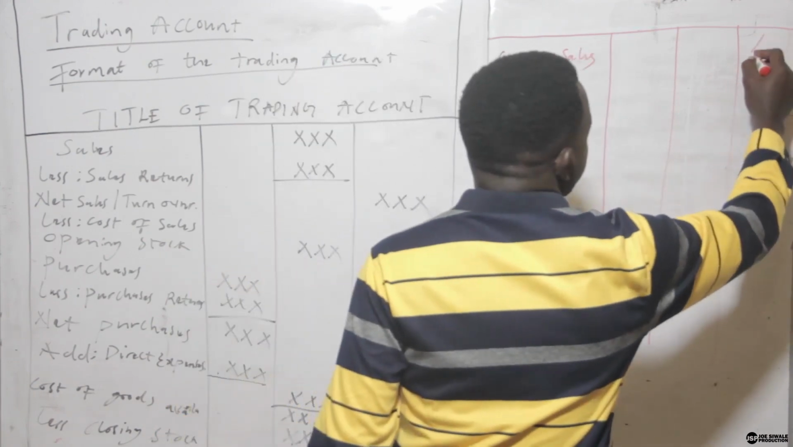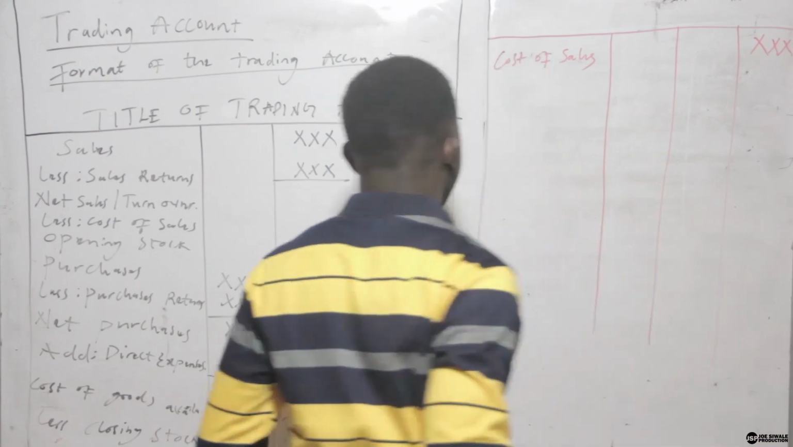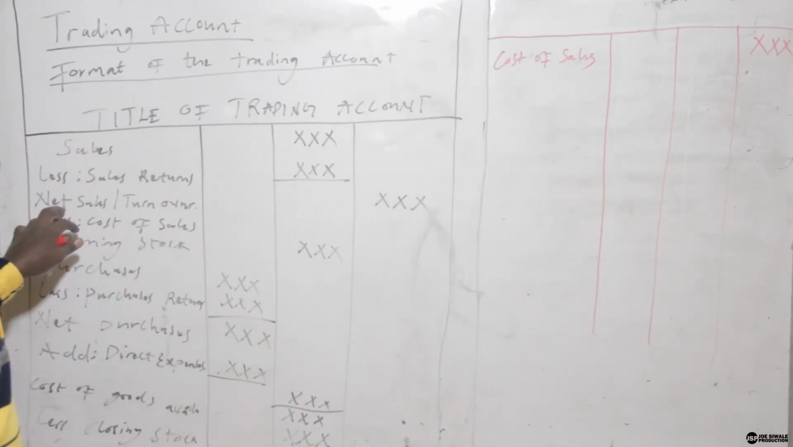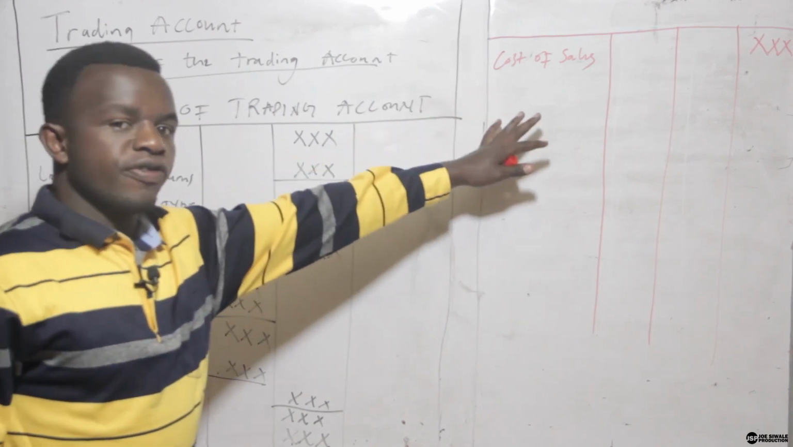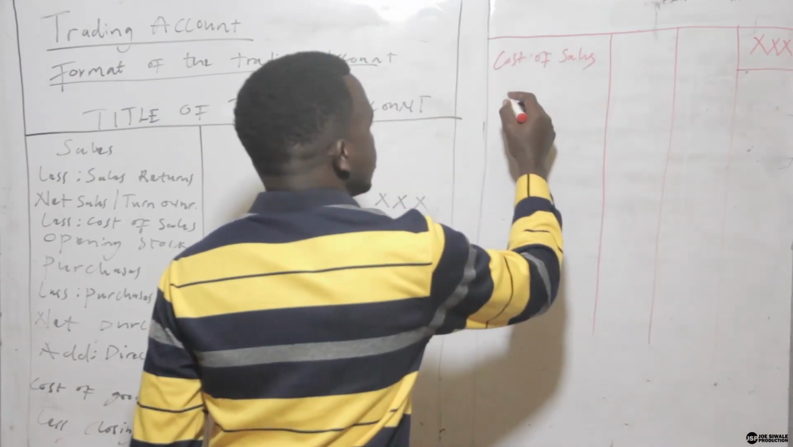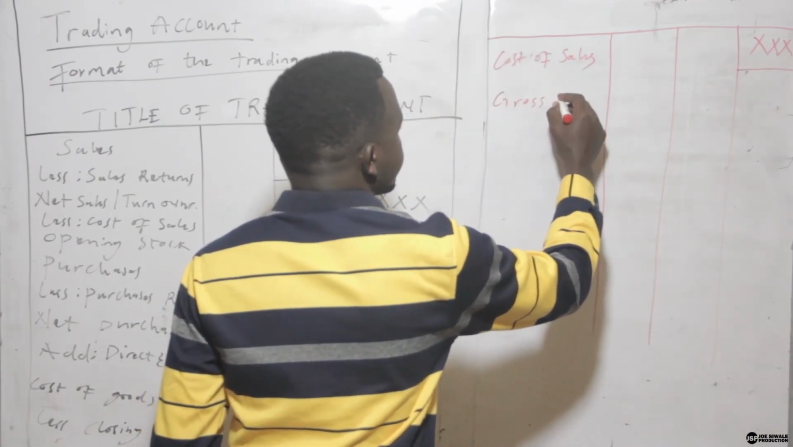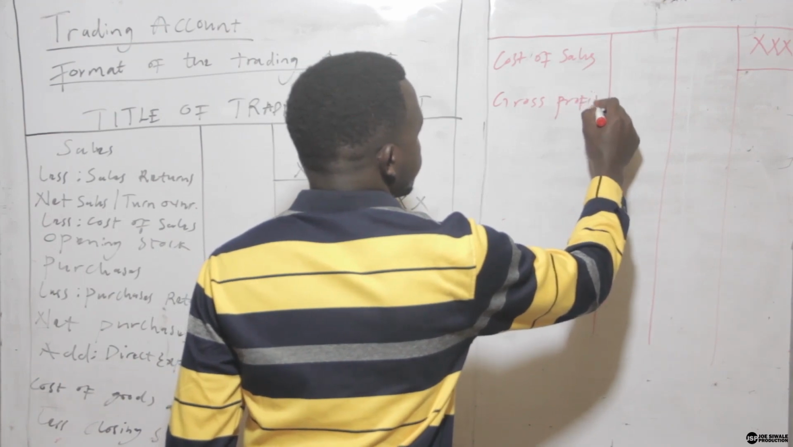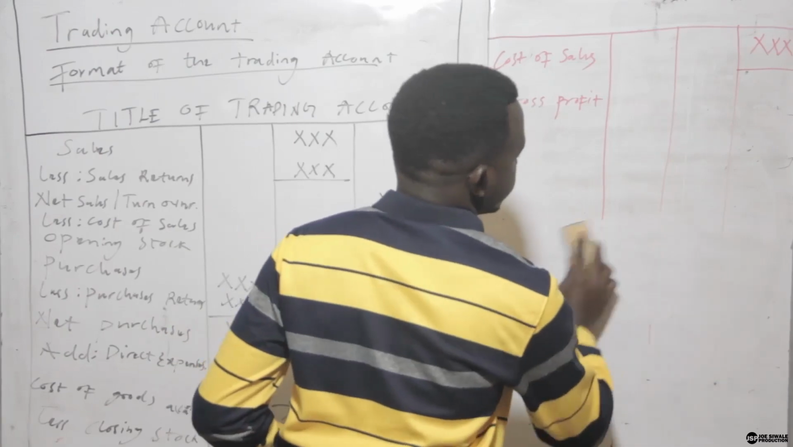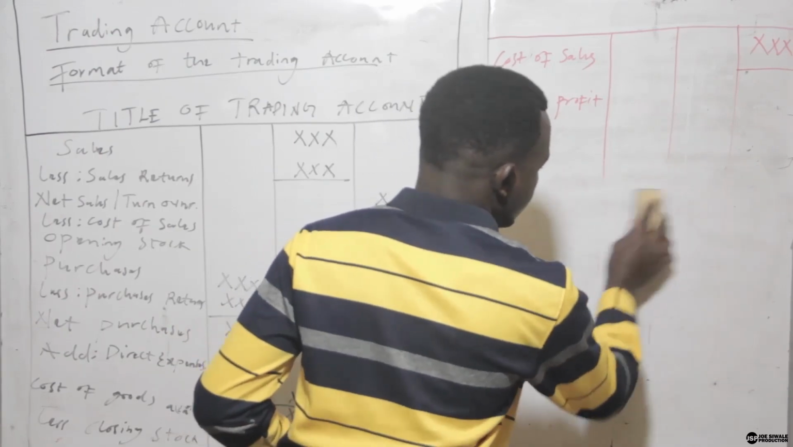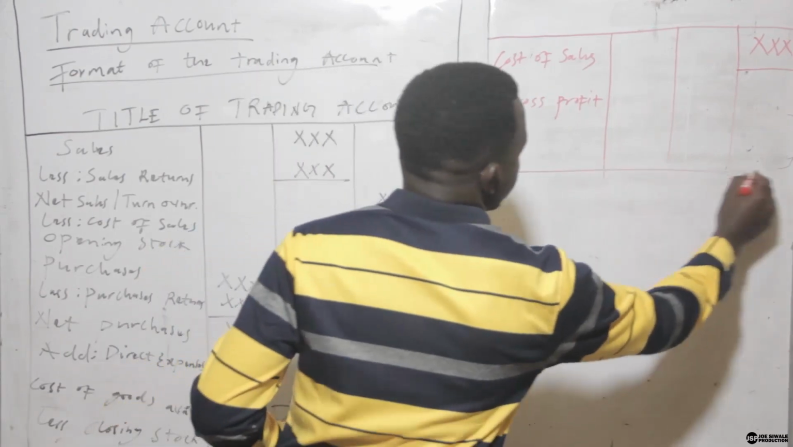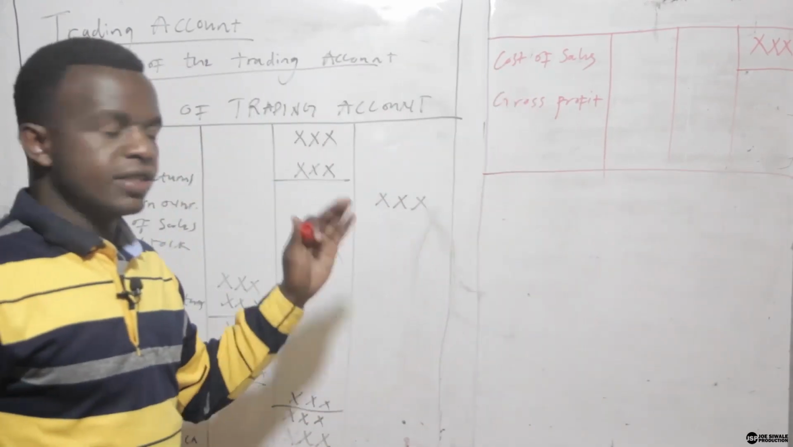And the cost of sales, we're going to put them in the last column. And that means that we need to find the difference between net sales and cost of sales. And the answer that we're going to get is gross profit. So this is going to be the formatting of the trading account. And for you to understand this formatting, the only thing that you're supposed to do is to understand the formulas.